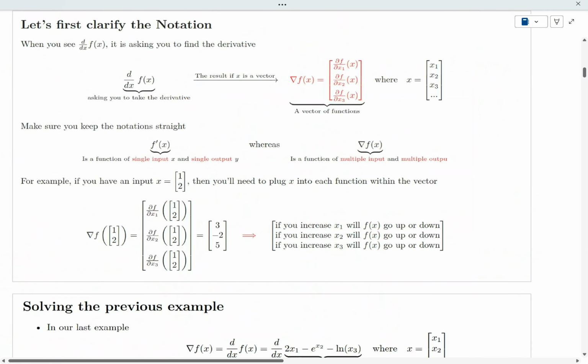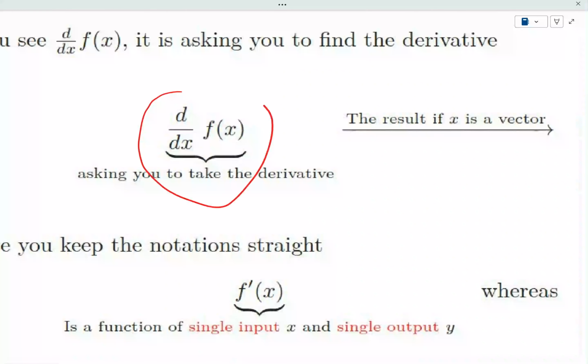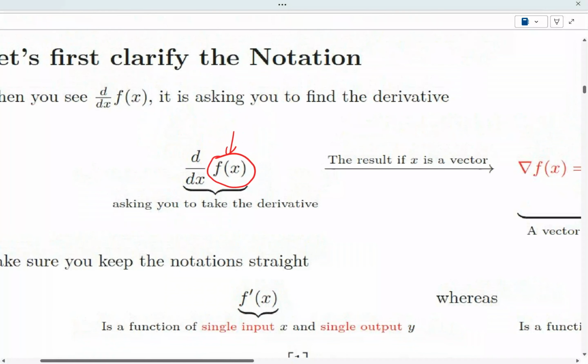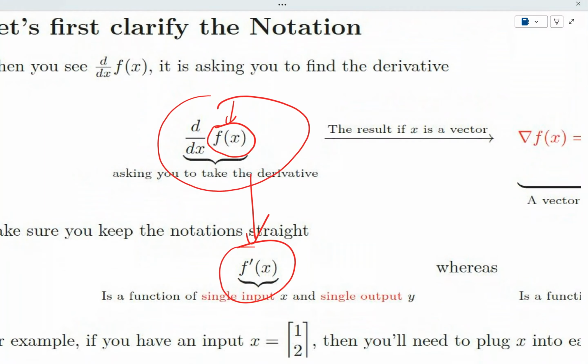Right. So let's be clear with the notation. Remember, previously in the last lecture, I told you this is basically like a command: please take the derivative of this function. Now, when we have a function of a single variable, it looks like this, right? The result of taking the derivative is another function, and that's the derivative function.